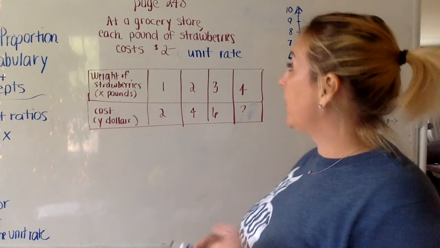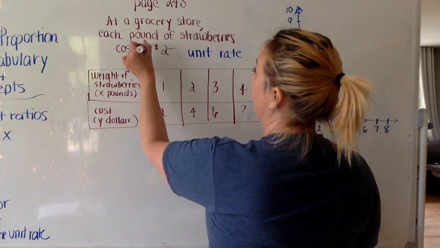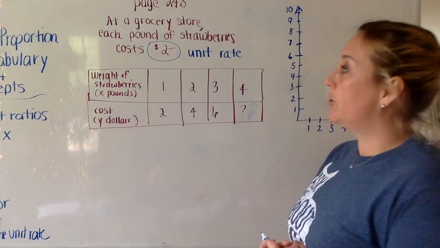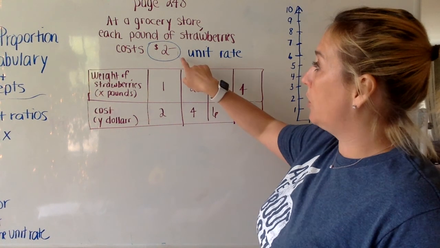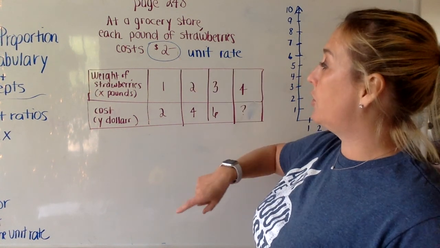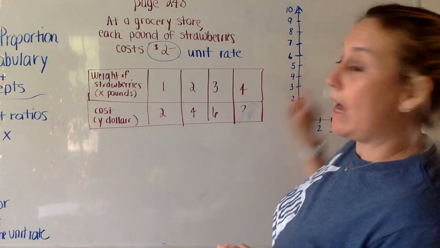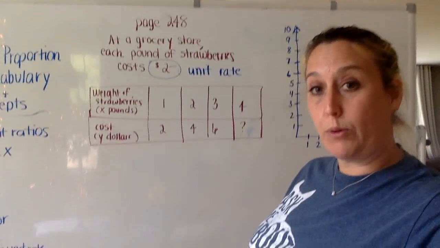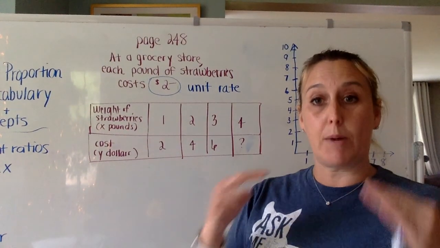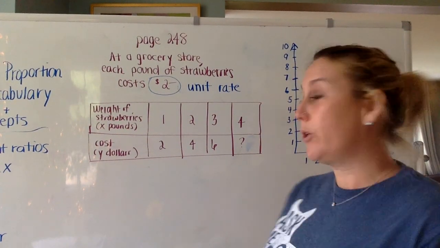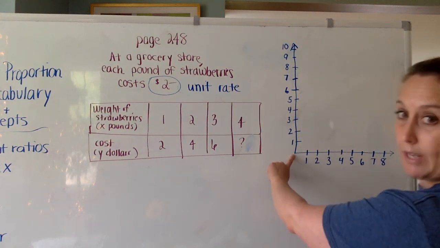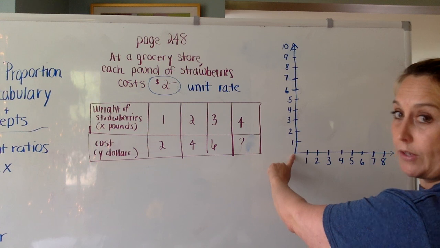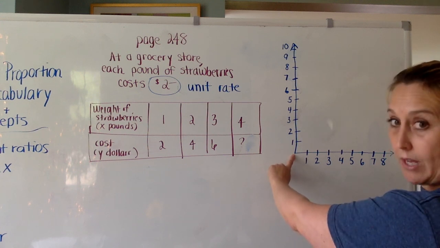So up here, we know that the constant should be $2, meaning that in these equivalent ratios, it should be going up by 2, which you'll see on the graph. If this is a direct proportion, it would be going up the same amount. So the thing with a direct proportion, as you heard from the Flocabulary video, is it needs to go through the origin.